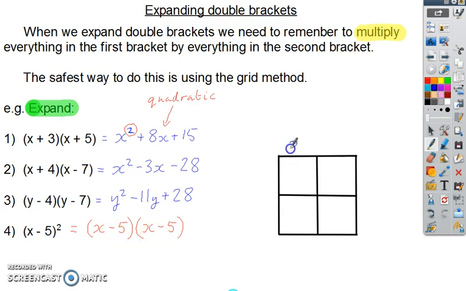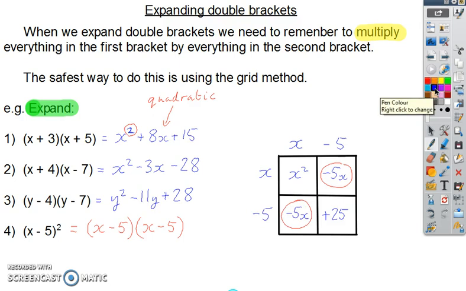Now I'm going to fill out my grid, x minus 5 with x minus 5. x times x is x squared. x times minus 5 is minus 5x. Minus 5 times x is minus 5x. Minus 5 times minus 5 is plus 25. Again, we notice that these two just have an x in them, so we're going to have to collect those together in a while.